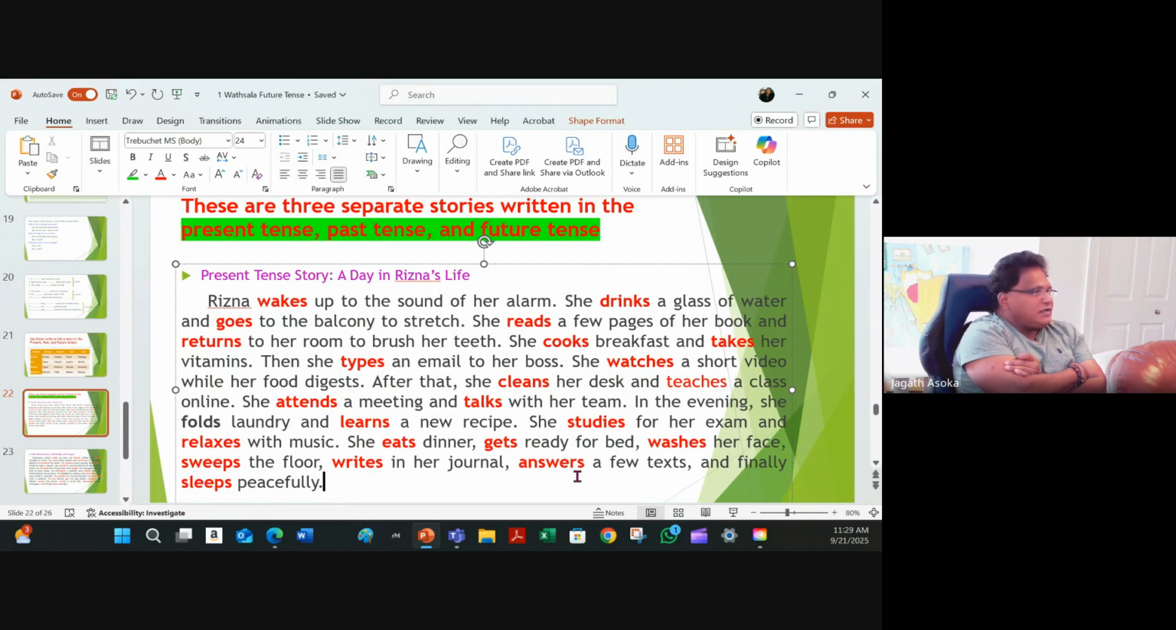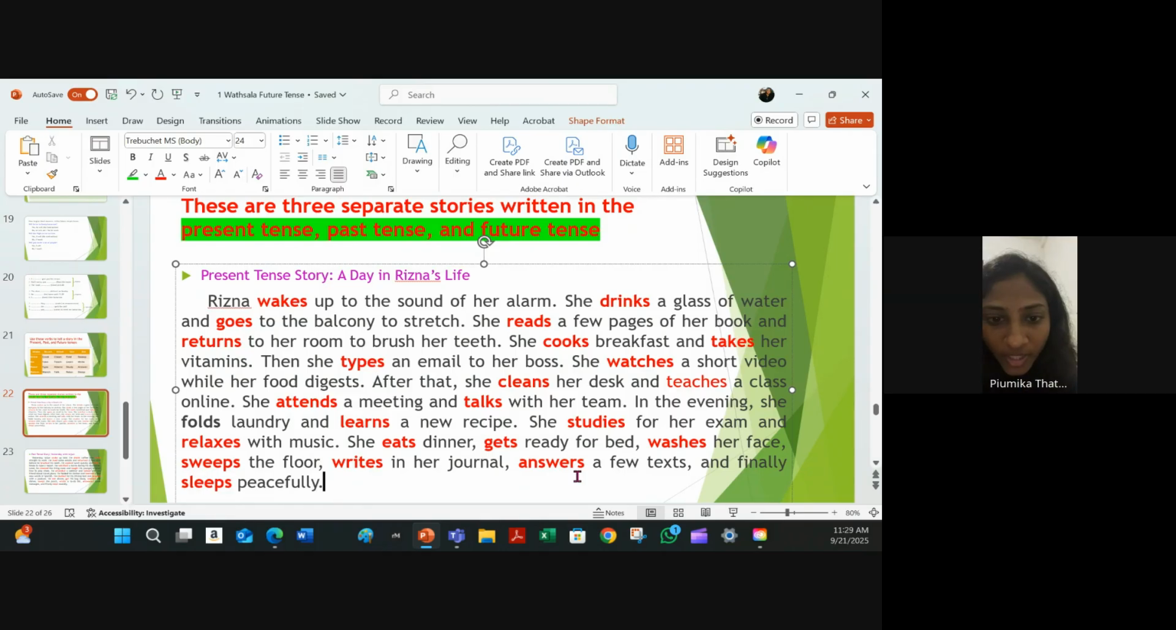They drink a glass of water and go to the balcony to stretch. They read a few pages of their book and return to their home to brush their teeth. They cook breakfast and take their vitamins. Then they type an email to their boss. They watch a short video while their food digests.